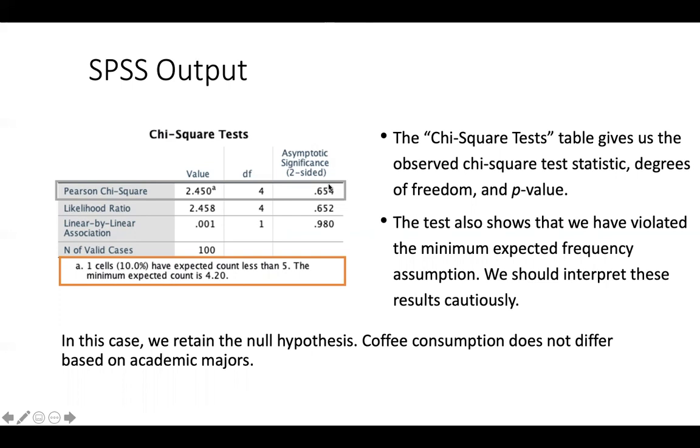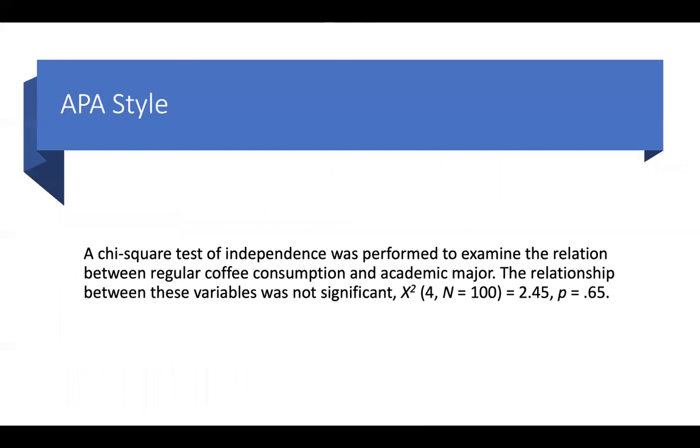So our significance is 0.654. It's greater than 0.05, which means that we cannot reject the null. We have to retain the null hypothesis, which we'll talk about here. So that means that a chi-square test of independence was performed to examine the relationship between regular coffee consumption and academic major. The relationship between these variables was not significant because our p-value is 0.65. So that means that there is no relationship between your major and how much coffee you drink.